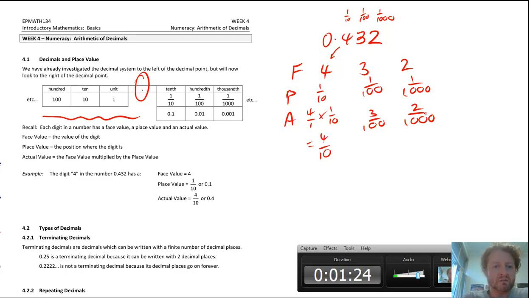Okay, now looking at the trend, well, firstly, I like to think of there's a bit of an axis of symmetry going on, basically around the 1. To the left it's 10, to the right it's tenth. 2 to the left is 100, 2 to the right it's hundredth.